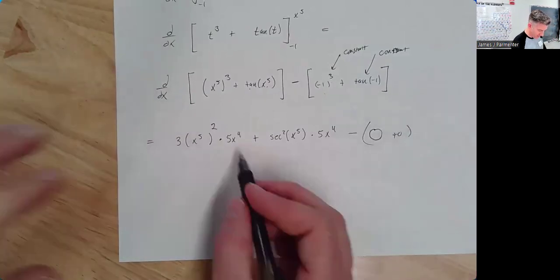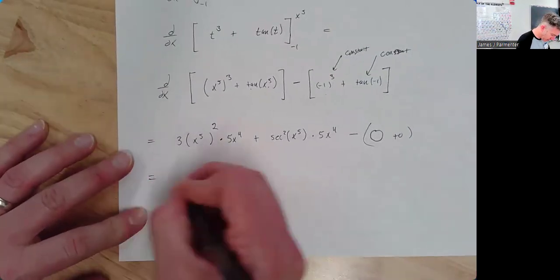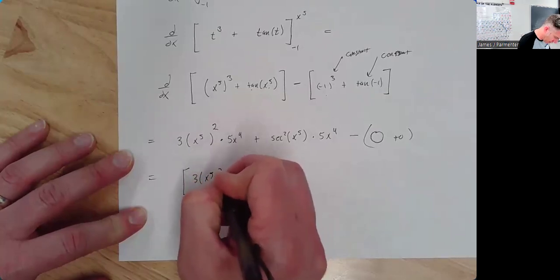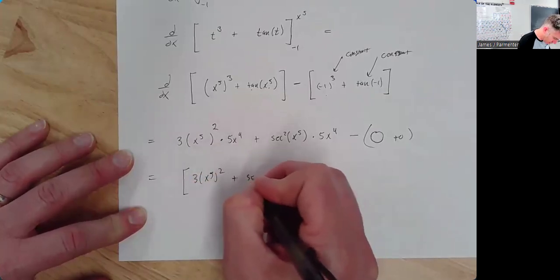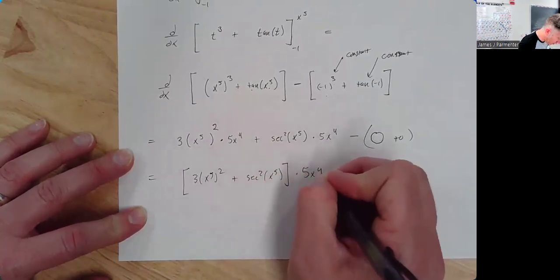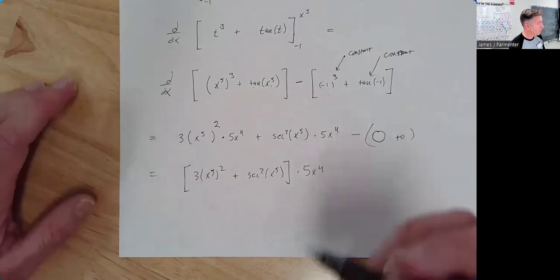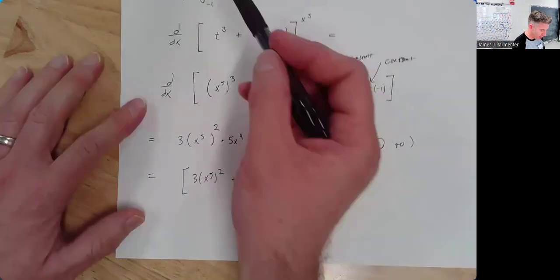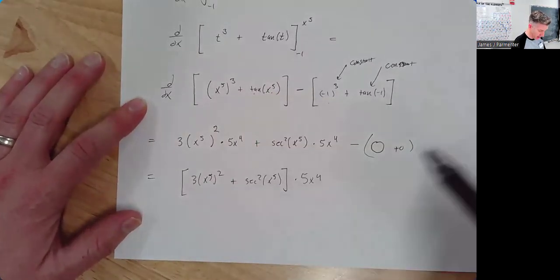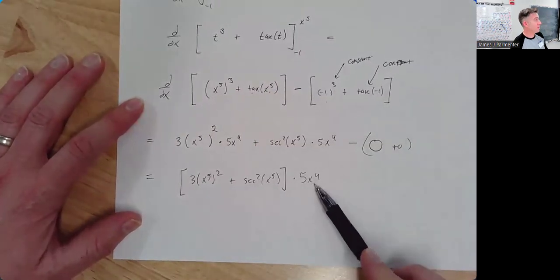But now look, if I factor out the 5x to the 4th, this is exactly 3 times x to the 5th squared plus secant squared of x to the 5th, all times 5x to the 4th, which we could have just achieved by plugging in x to the 5th for each t, and then multiplying the whole shebang by the derivative of x to the 5th, which is what we should do.